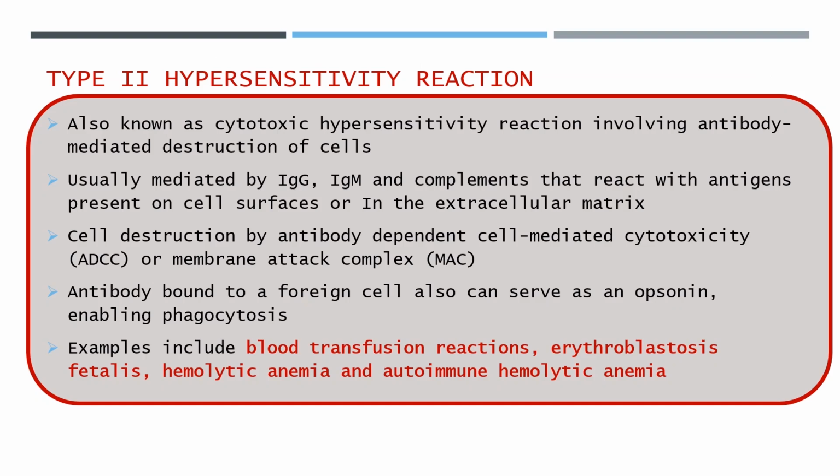Type 2 hypersensitivity reaction is also known as cytotoxicity hypersensitivity reaction and is a form of reaction that involves antibody-mediated cell destruction. Immunoglobulin G, immunoglobulin M, and complement proteins are usually involved in type 2 hypersensitivity reaction. And what they do is react with antigens that are present on cell surfaces or in the extracellular matrix.